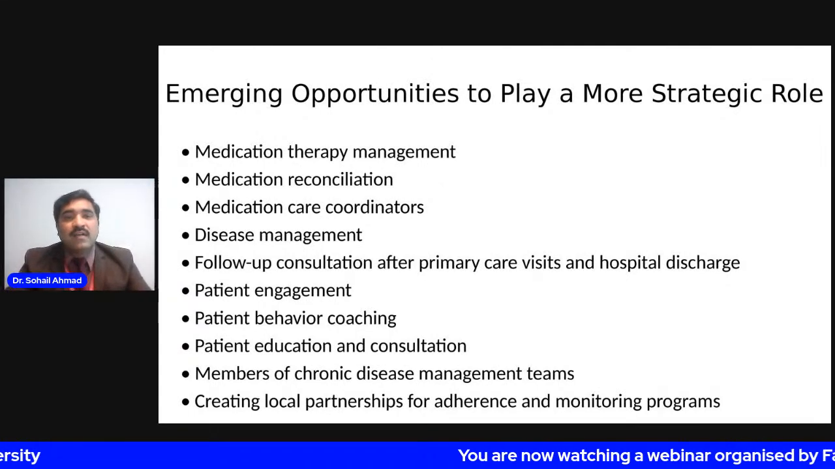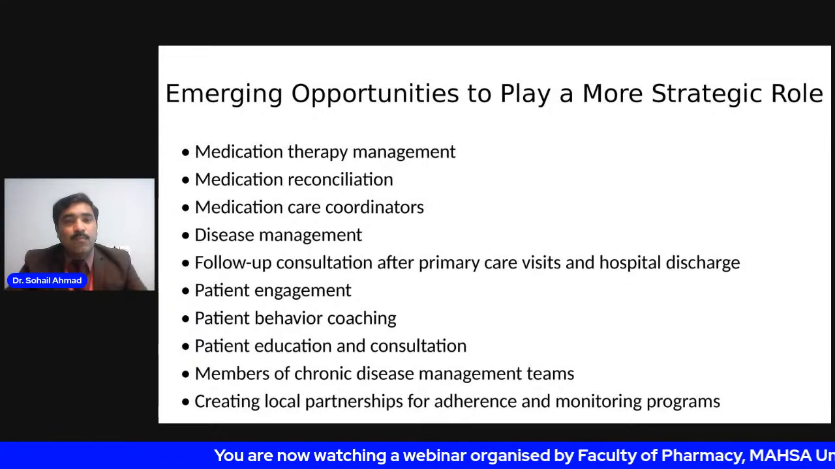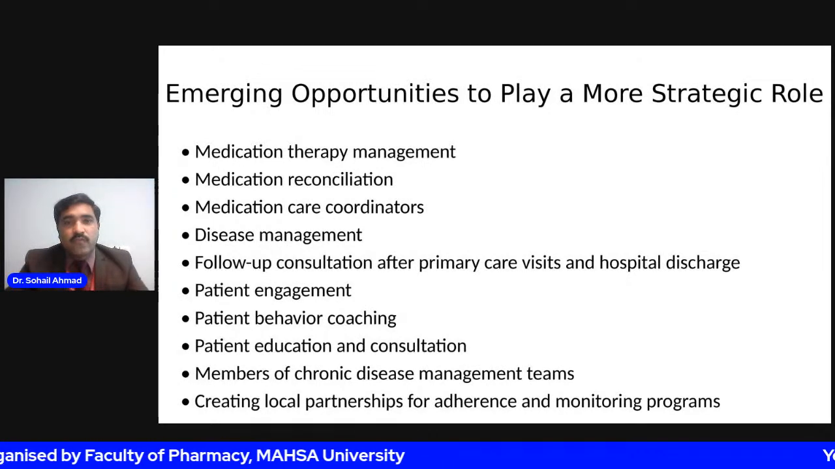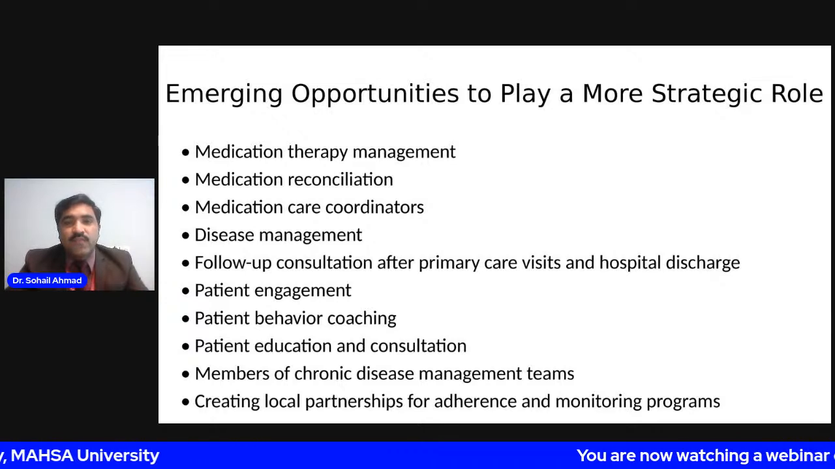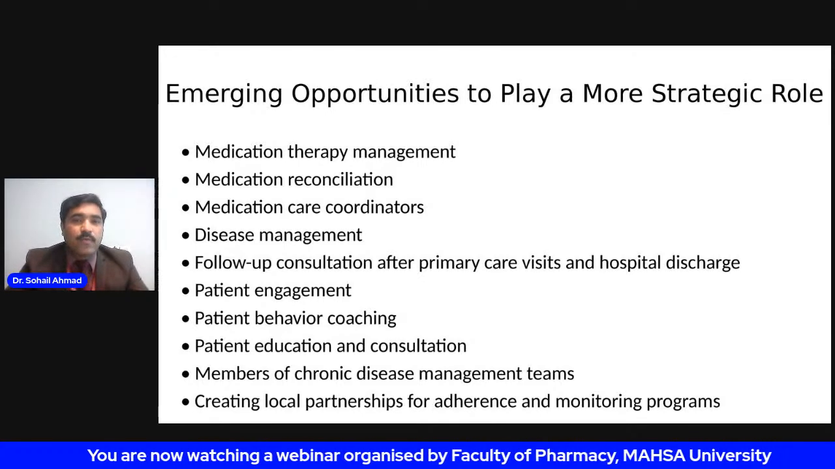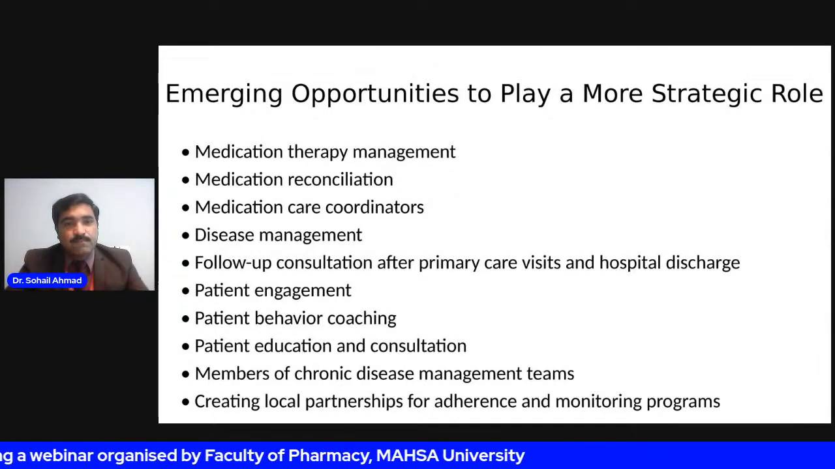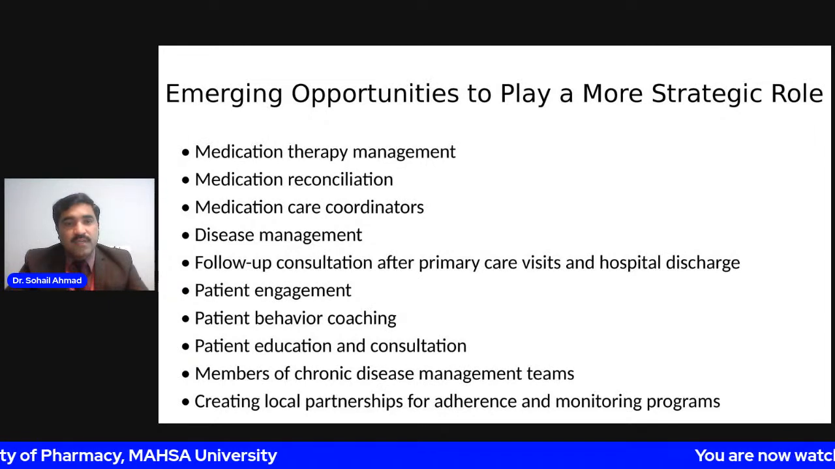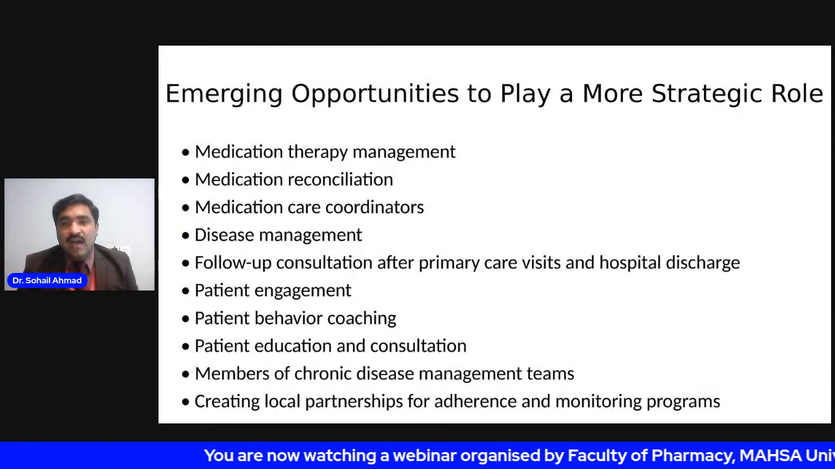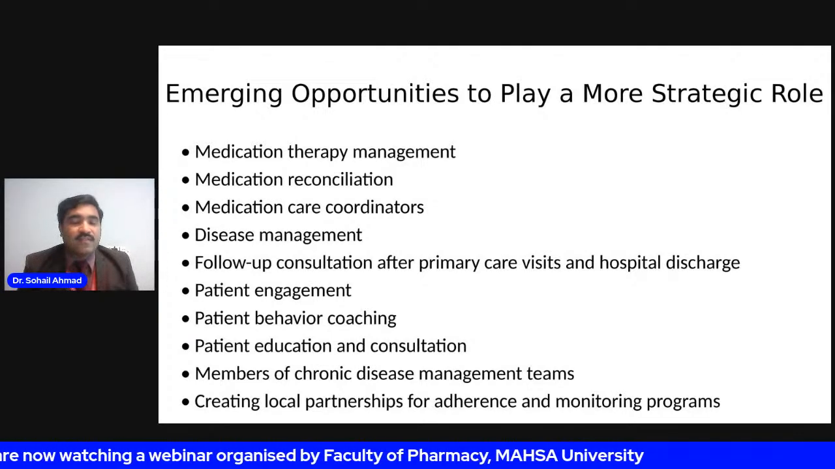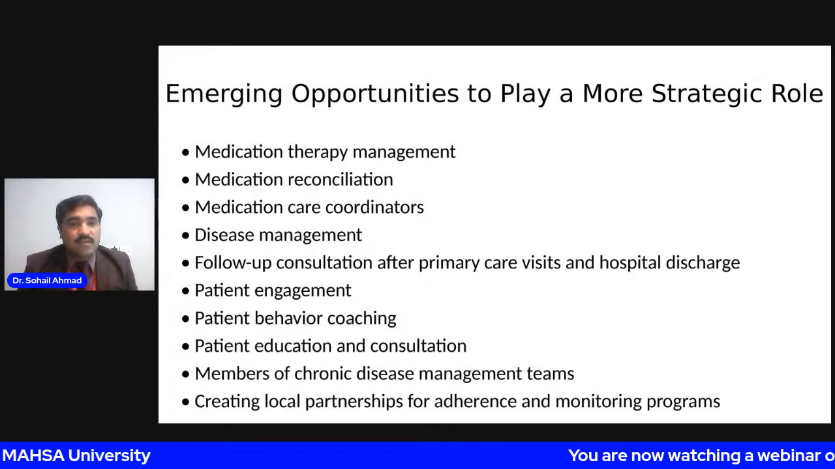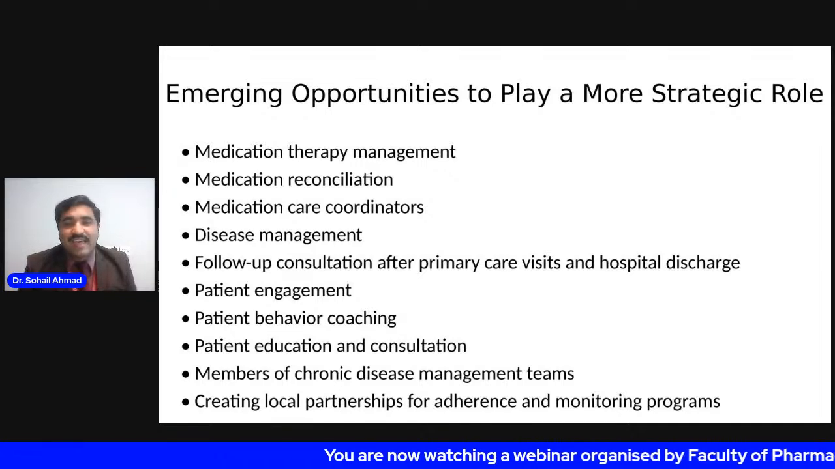Let's have a look. What are the opportunities where the pharmacist can play a more strategic role? Medication therapy management, where the pharmacist ensures the rational use of drugs and tries to achieve the maximum benefit by the proposed therapy and minimum harm from drug related problems to the patients. Medication reconciliation, medication care coordinators, disease management, follow up consultation after primary care visits and hospital discharge, because in the community they are easily accessible. And then, as in the previous slide, I did mention that the trust is there among the patients. Patient engagement, patient behavior coaching, patient education and consultation.